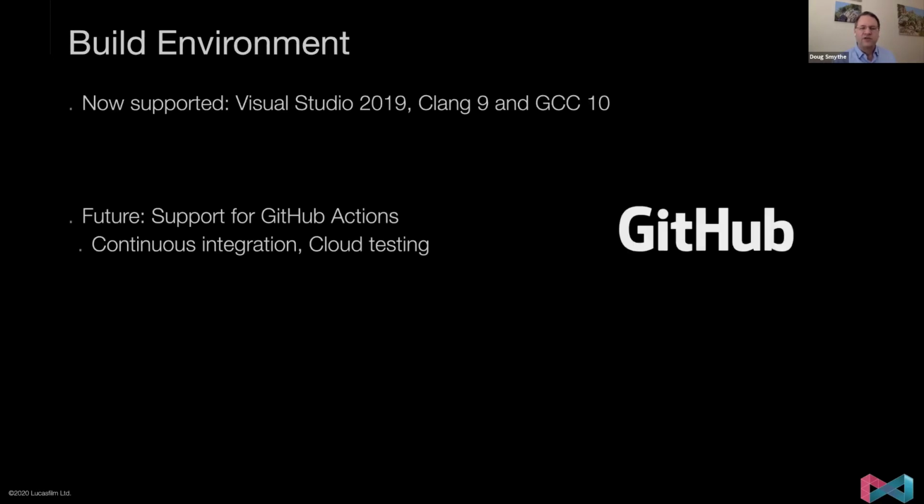For MaterialX builds, we now support the use of VS 2019, Clang 9, and GCC 10, and we're working on adding support for GitHub Actions to provide continuous integration and cloud testing.